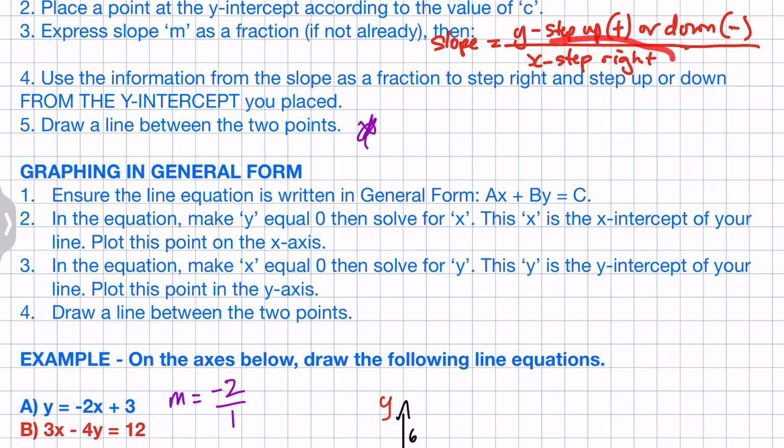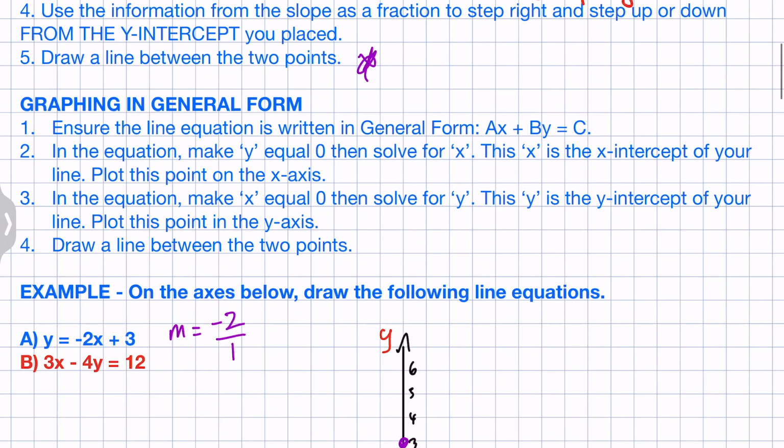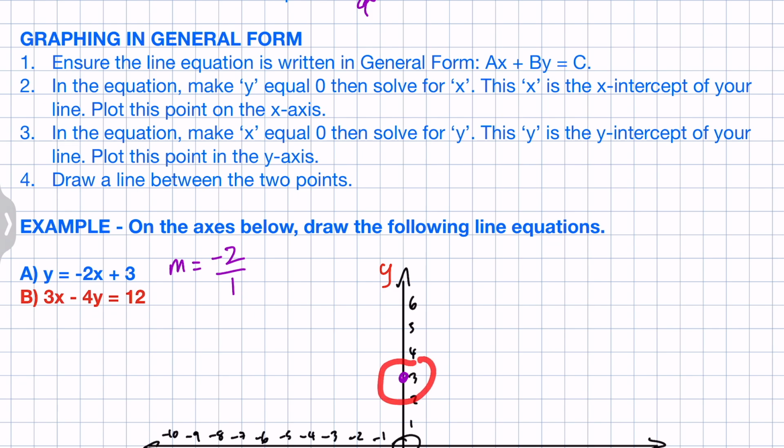So the bottom number tells you how far to step right. The top number, if it's positive, you step up. If the top number is negative, you step down. So here, from my y-intercept, what does this fraction tell me to do? How many times do I step to the right? Once, because the bottom is 1. So put a tiny dot there. Do I step up or do I step down? Down how many? 2. See how it's non-negotiable? You always look to the right.